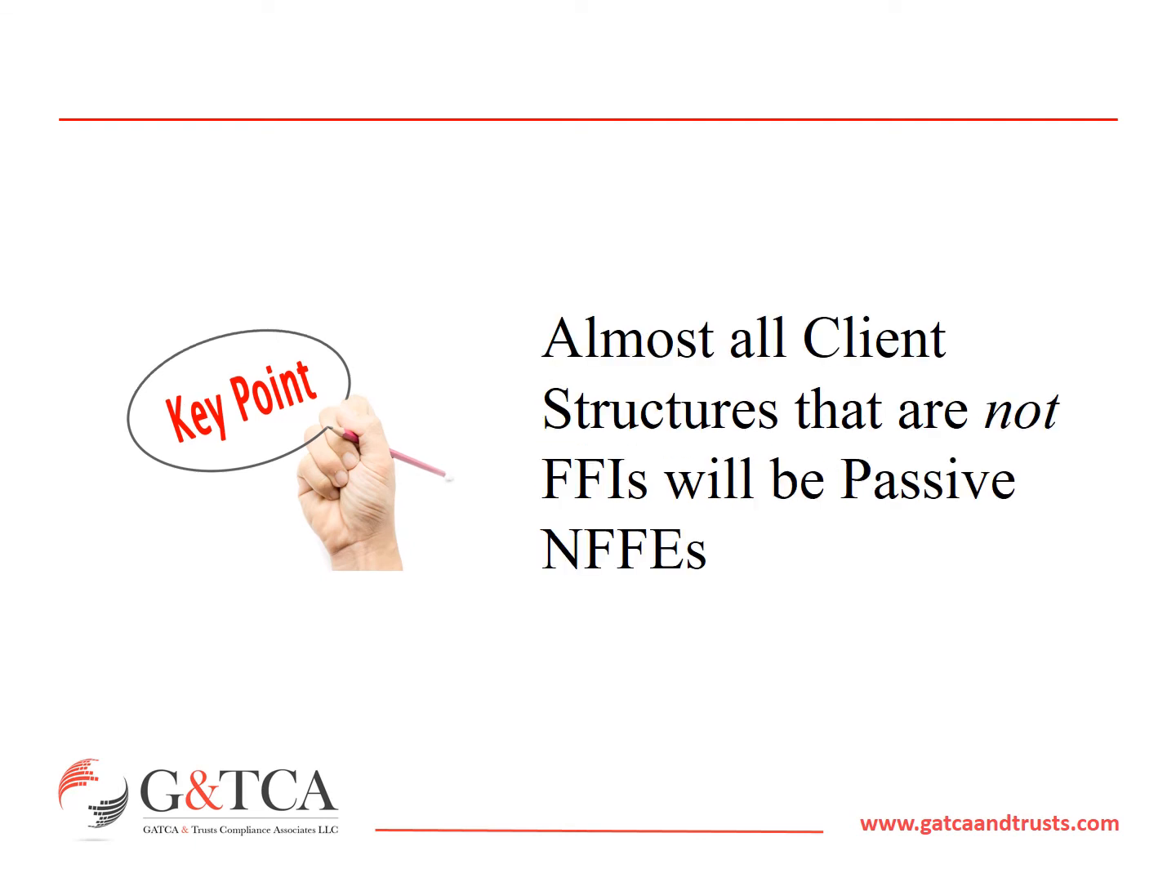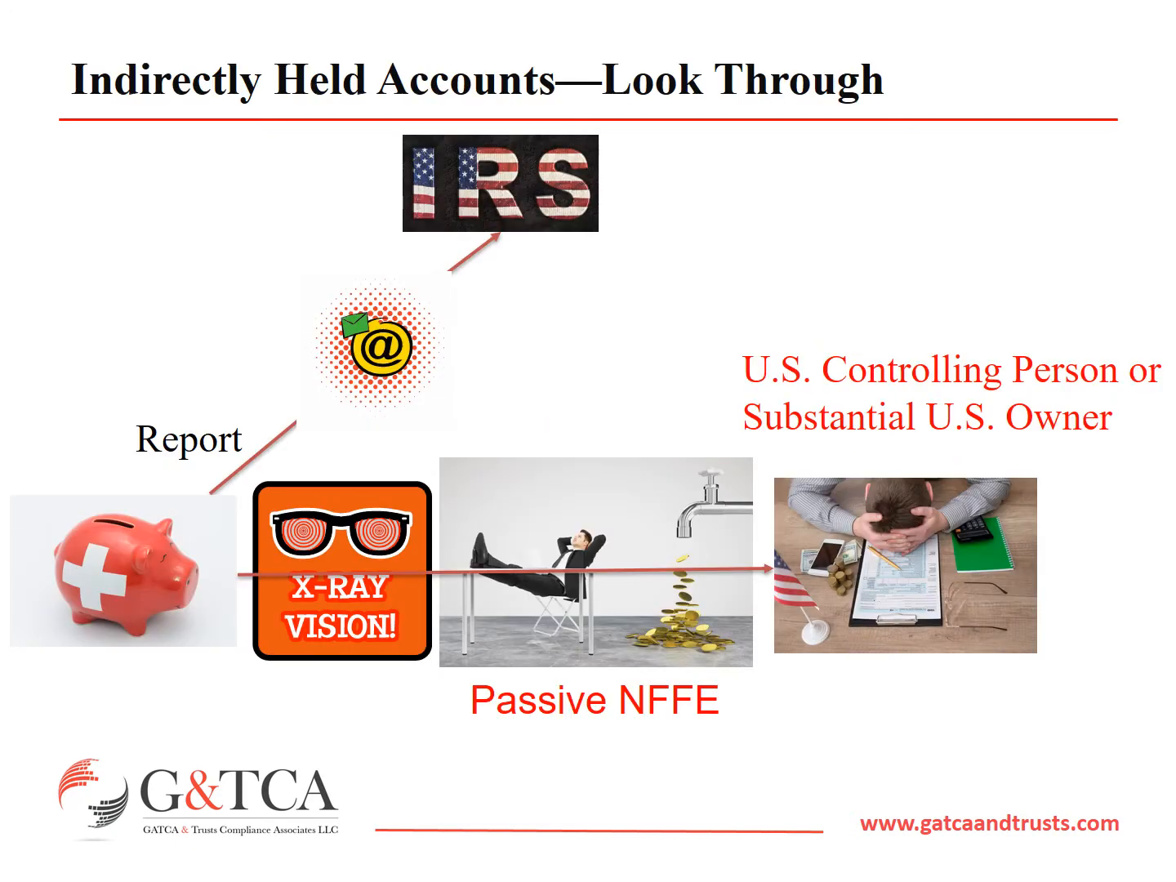Another key point to understanding FATCA is that almost all client structures that are not FFIs will be passive NFFEs, and we'll see in the coming slides what that means as a practical matter. This slide depicts what happens if a US taxpayer creates a structure that holds a financial account at an FFI and the structure is a passive NFFE. In the coming slides, we'll look at the situations where the client structure is an active NFFE or an FFI.